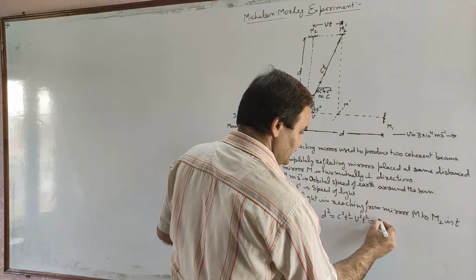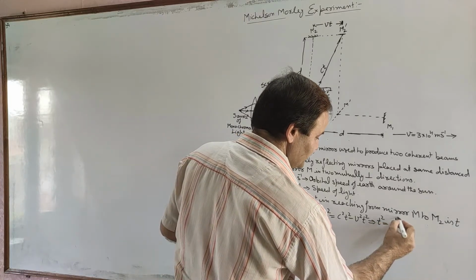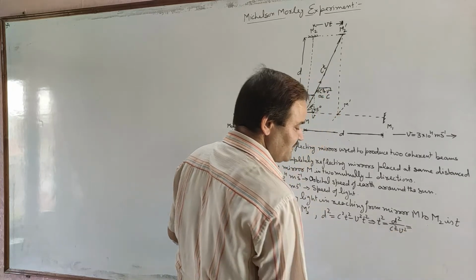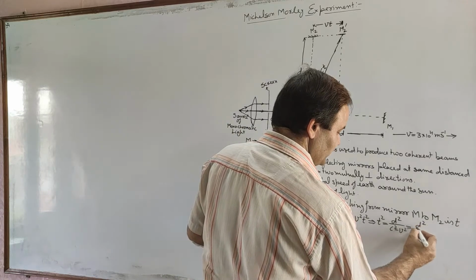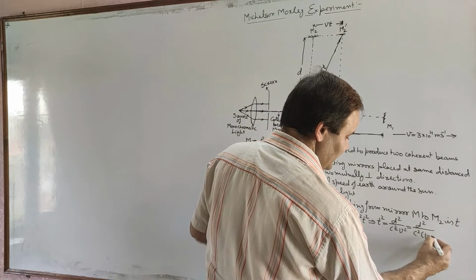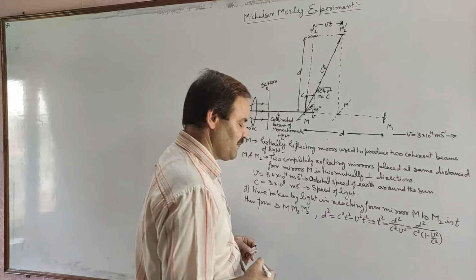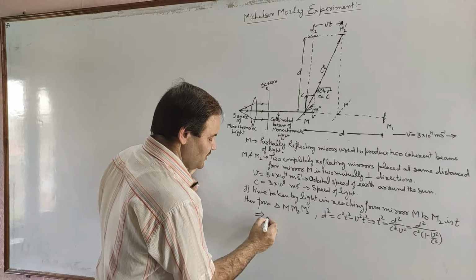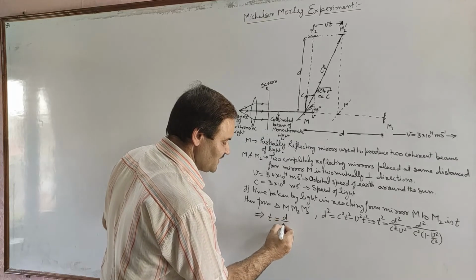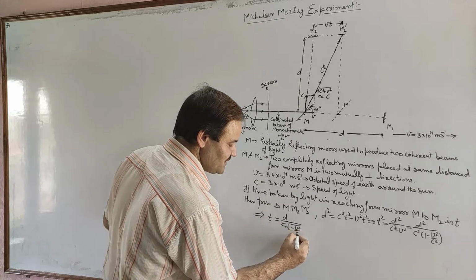This implies t square is equal to D square upon c square minus v square. This can be written as D square upon c square, taking c square common, 1 minus v square by c square. This implies t is equal to D upon c root 1 minus v square by c square.